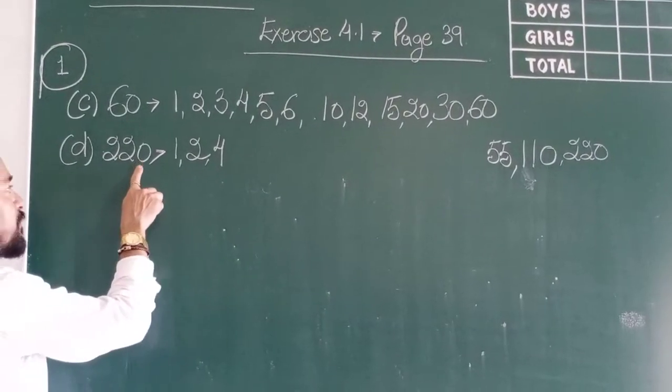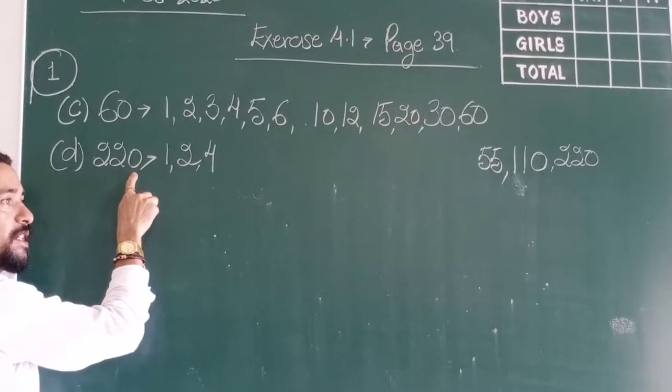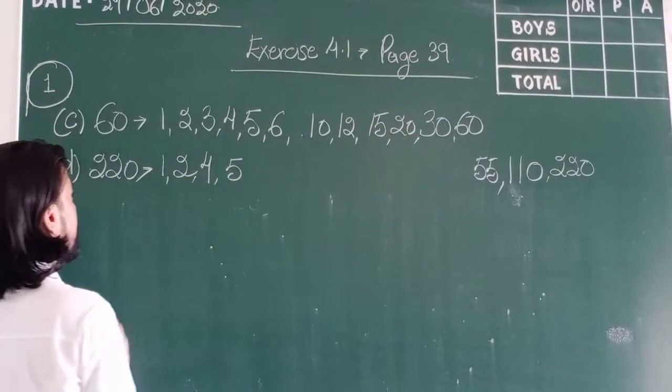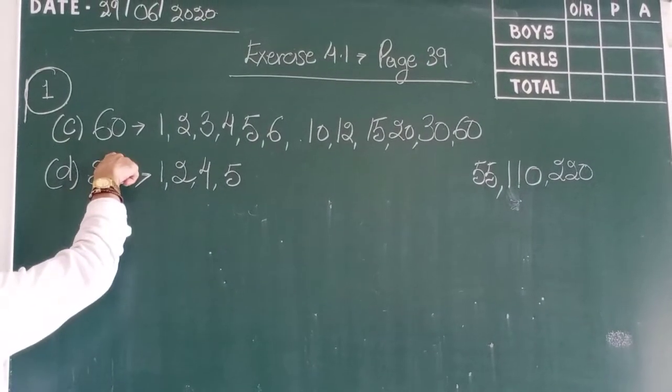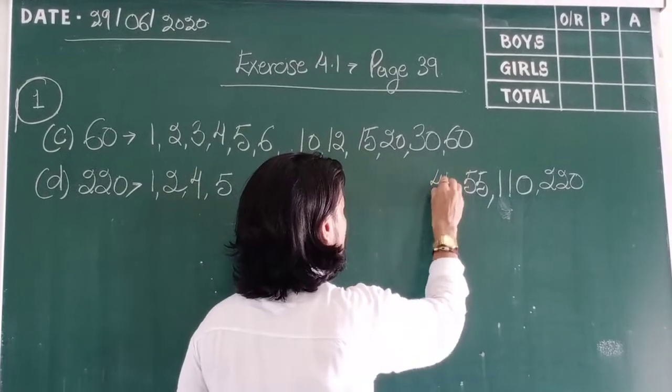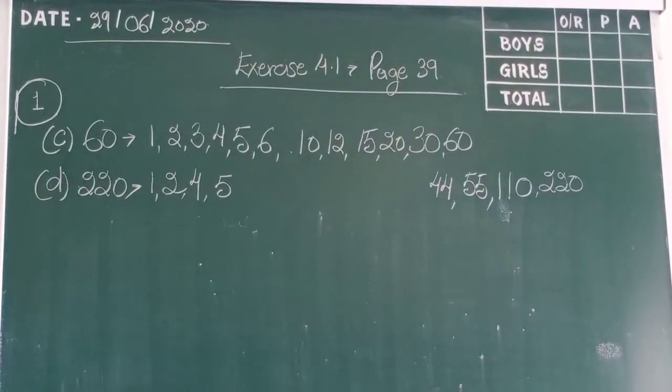The next number, 5. Does it divide by 5? Ending with 0. All numbers ending with 0 are divisible by 5. So 5 is also dividing 220. 5 fours are 20, carry 2, 5 fours are 20. So 5 times 44 is 220.